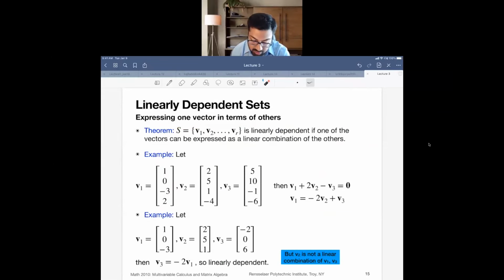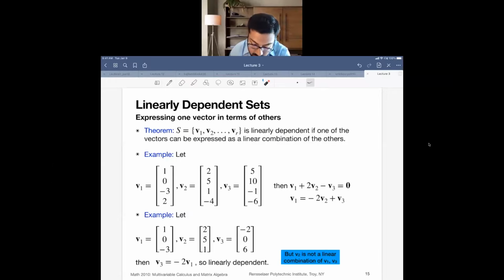So the theorem is: if you have a set of vectors v1, v2, v3, and so on up to vr, and it is linearly dependent, then one of the vectors can be expressed as a linear combination of the others. So if you are able to express a vector as a linear combination of the others, then we call it a linearly dependent set of vectors.